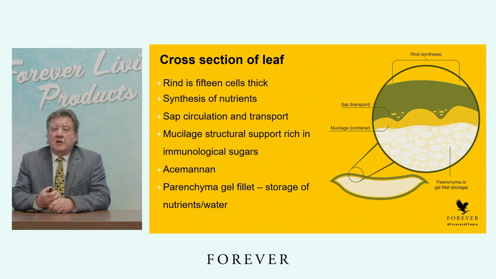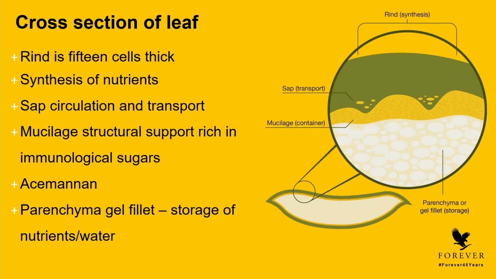If you actually look at the leaf of an aloe vera plant, you can see here on the bottom right hand side, it shows a complete leaf and a little tiny section that we've taken out of it. And it's important to know where the actual different nutrients come from in our gel. You'll see at the top there in the dark green, that is the rind. That's about 15 cells thick, and that's where all the nutrients are synthesized.